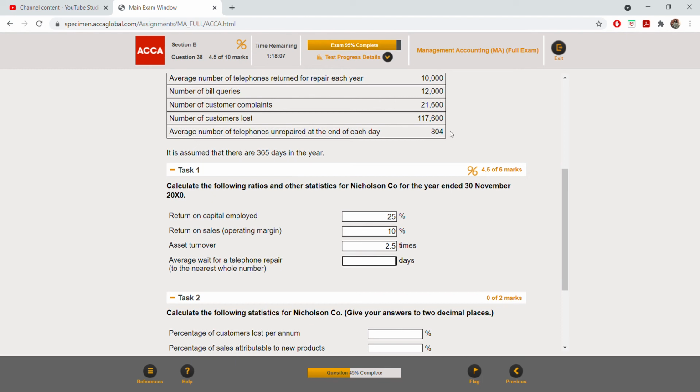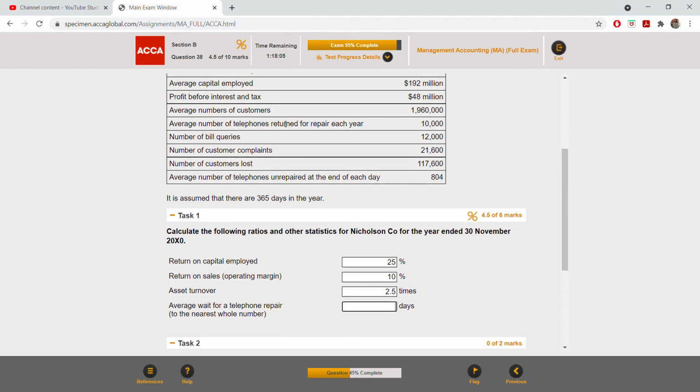$804 divided by the average number of telephone returns for repair each day. So 804 out of 10,000 into 365. Okay, it will be 29 days. But your answer could be even 30 days also. If you are getting 29 point something, you can write either 29 or 30. So let us say we are writing 29. It's correct. If you write 30 also, it will be correct.